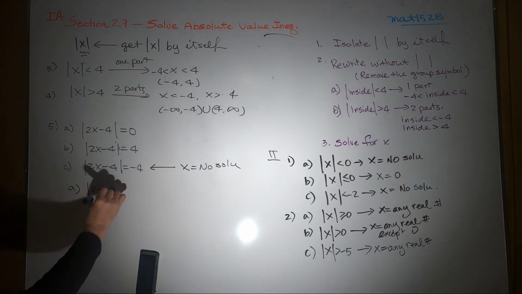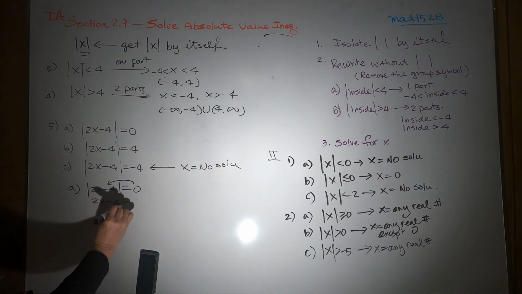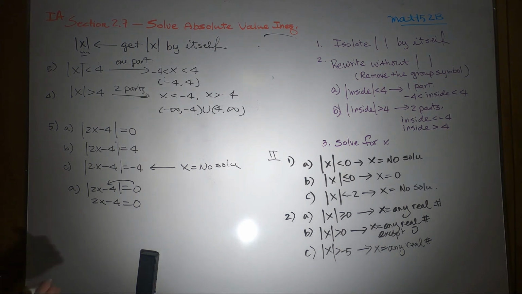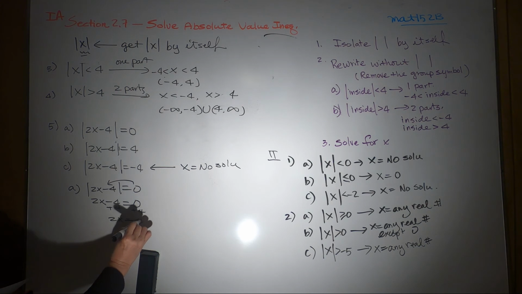Then let's see the first one. 2x minus 4 is 0. That means what? Inside has to be 0, right? So you do that. You plus 4. 2x is 4. Then your x is 2, right?